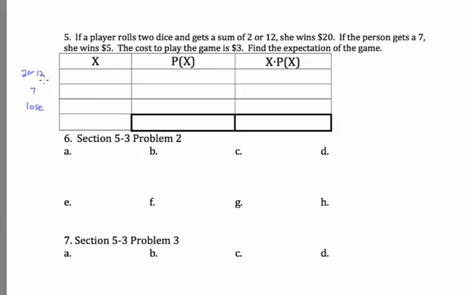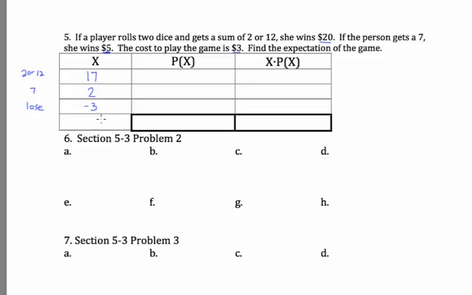So if you get a 2 or a 12, what do you win? Well, you win 20 bucks, but it cost you $3 to play the game. So what you're actually winning is $17. If you get a 7, you win $5. But actually you paid 3, so you're really only having a net gain of 2. And if you get anything else, you lose. So you've spent negative $3, or you've won negative $3.